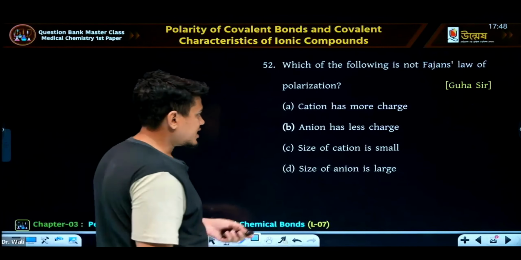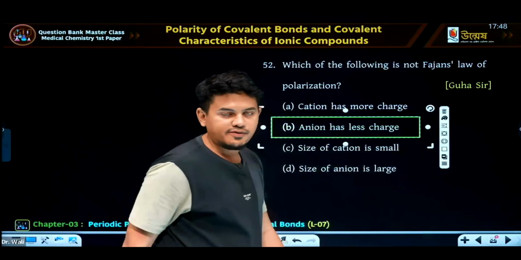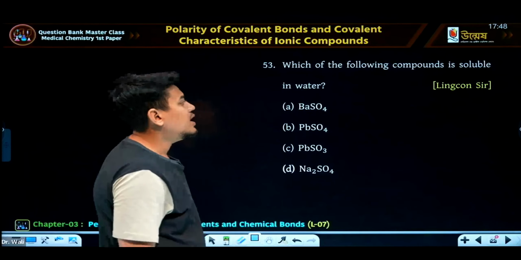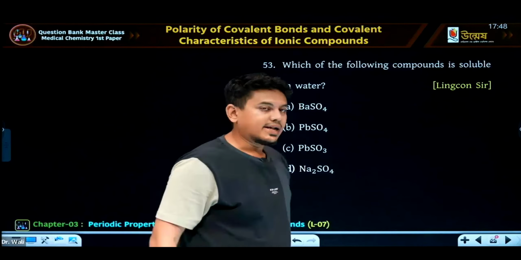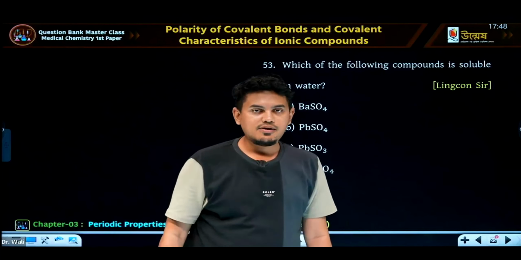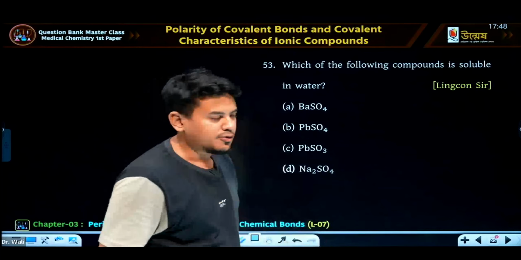Which of the following is not Fajans' law of polarization? Cation has more charge, anion has less charge. No, anion should also have higher charge to be polarized. Which of the following compounds is soluble in water? As I have already mentioned, sulfate shows higher solubility in descending order in a group. These are not members of the same group, so forget about that.